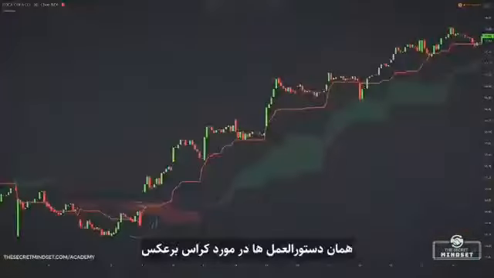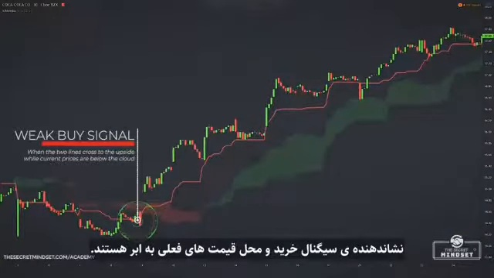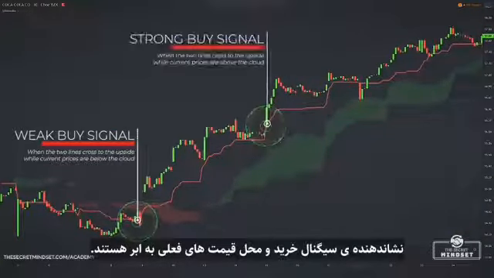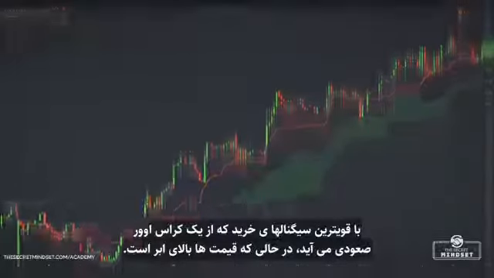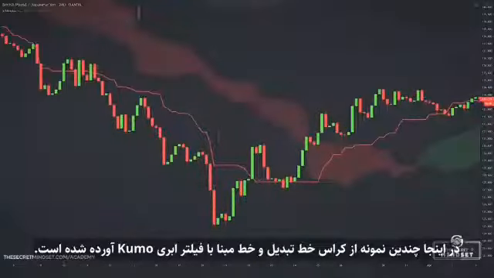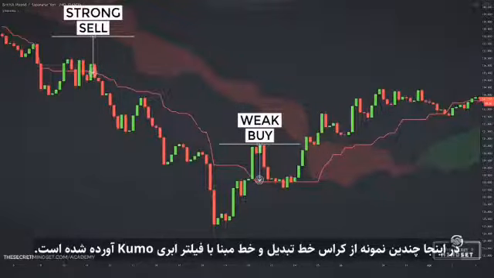The same guidelines apply to upside crossovers, generating buying signals, and the location of the current prices relative to the cloud, with the strongest buy signal coming from an upside crossover while prices are above the cloud. Here are several examples of conversion line baseline crossovers with the Kumo cloud as a filter.